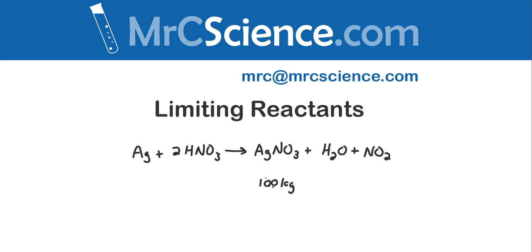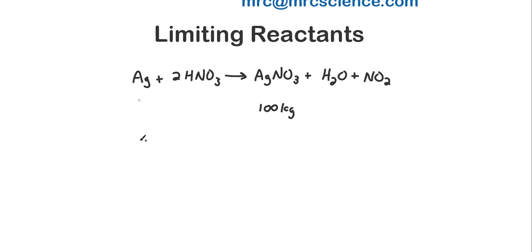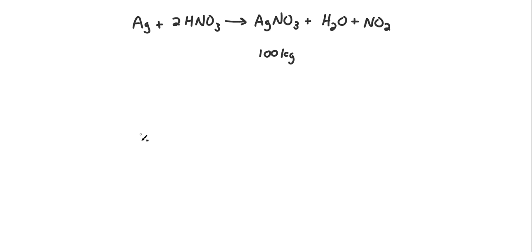So let's say we have 100 kilograms of silver nitrate. How many moles of silver nitrate do we have? So the first thing we need to know is how much 1 mole of silver nitrate is. So 1 mole of silver nitrate equals what we got. We got 1 mole of Ag plus 1 mole of nitrogen plus 3 moles of oxygen.